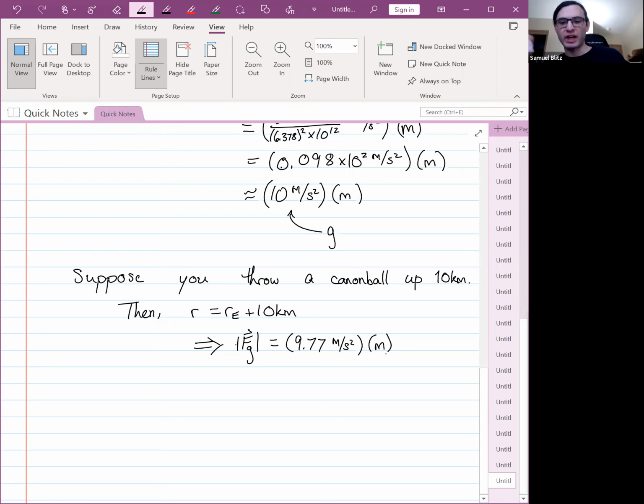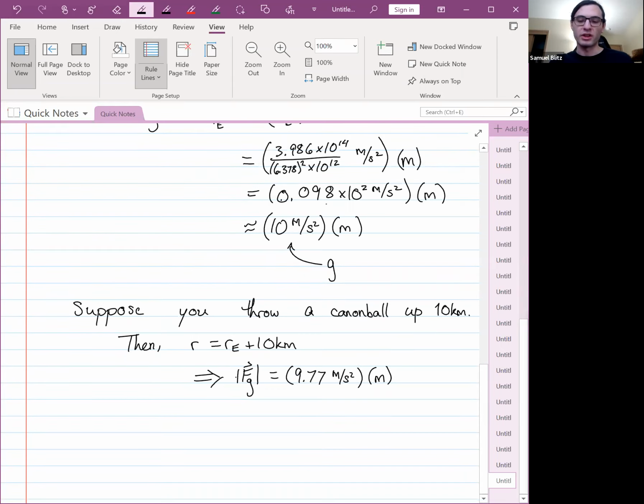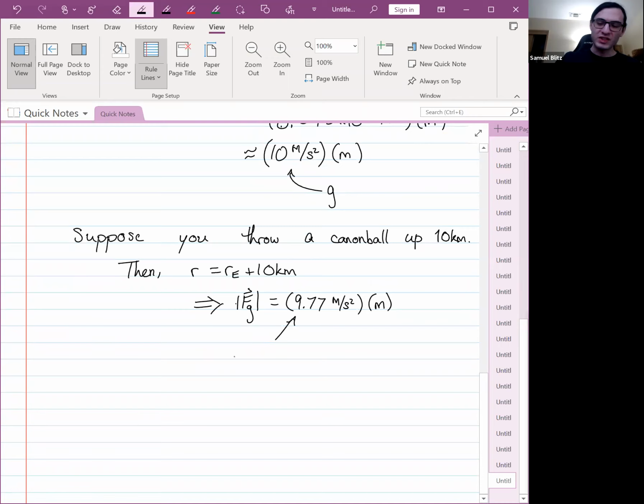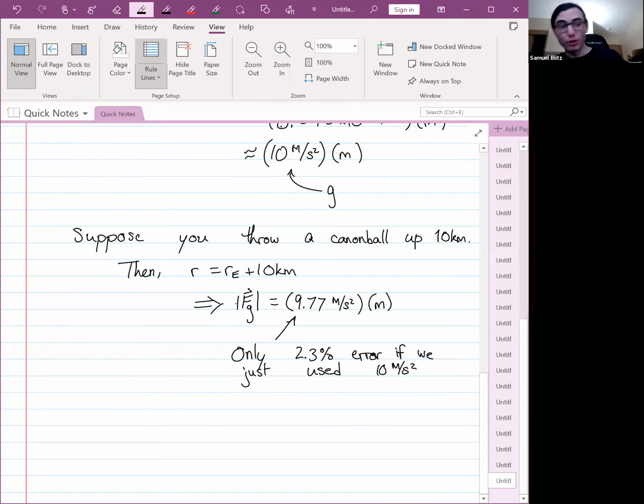And this is as opposed to the 9.8 that we should have gotten if we wanted to be 100% correct. But the point is this is only 2.3% error if we instead just used 10. And if we had used 9.8, it would have been like a 0.3% error.